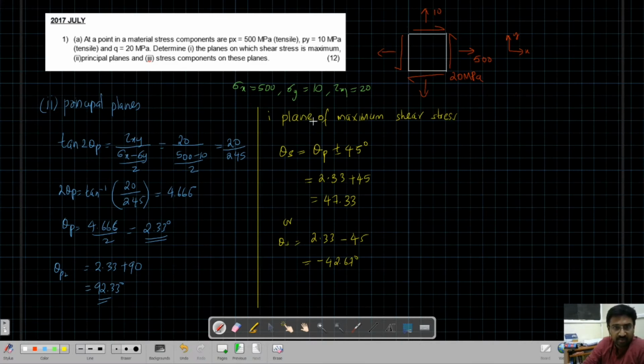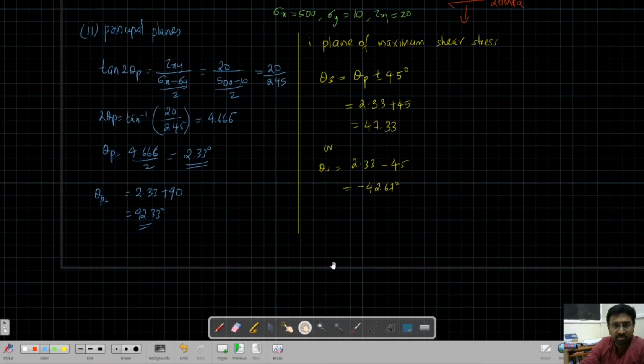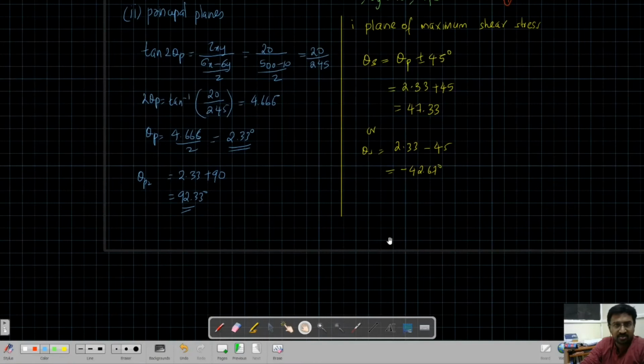So we have found that also. Then they are asking what the stress components are on these planes. Okay, so they are asking what the stress components are in principal planes, and what the stress components are in the plane of maximum shear stress. So that also we have to answer. Let's see how to answer that. First, we will try to find the stresses in principal planes. Principal plane stresses are given directly by the equation.